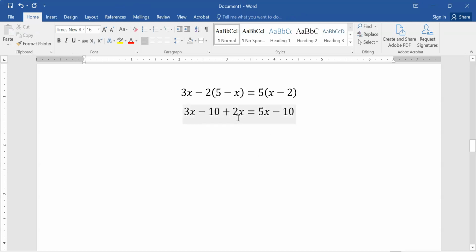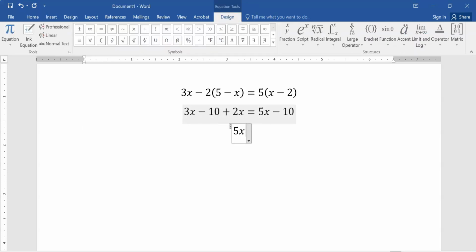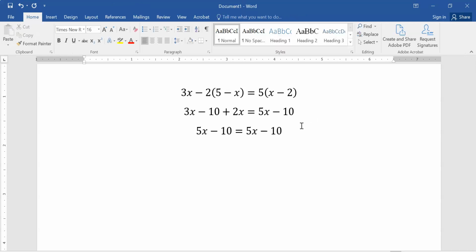So let's combine like terms. On the left-hand side, 3x plus 2x combines to give me 5x. The minus 10 is a constant that doesn't do anything as of yet. In other words, I can't combine it with anything else. 5x minus 10 on the left-hand side, that's as simplified as it gets. And the 5x minus 10 on the right-hand side is also as simplified as it gets. So there you go. We got 5x minus 10 equals 5x minus 10.